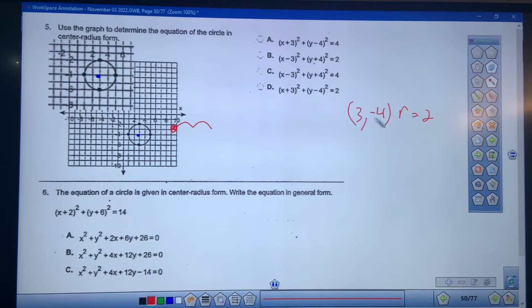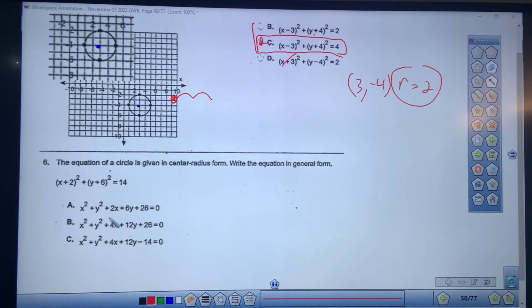It's going to be opposite, so it's going to be x minus 3, y plus 4. So both of these work. But then you have to square the 2. So 2 times 2 is going to be 4. So it's going to be choice C.